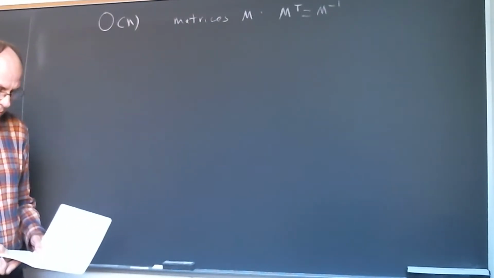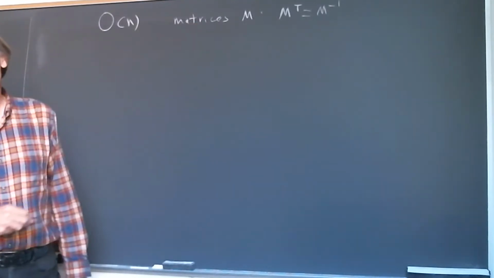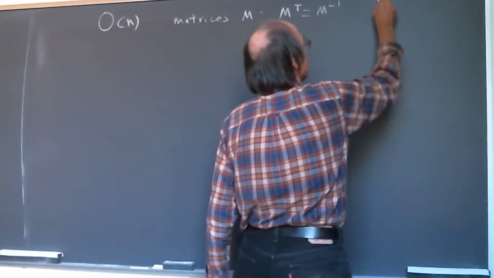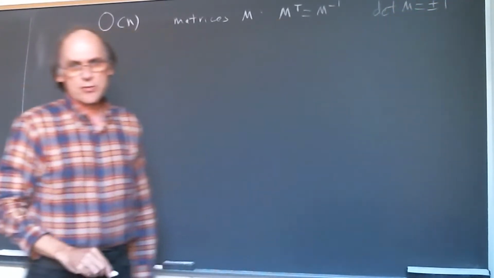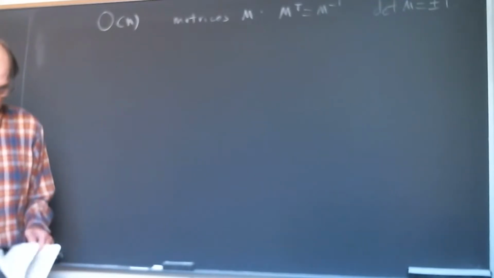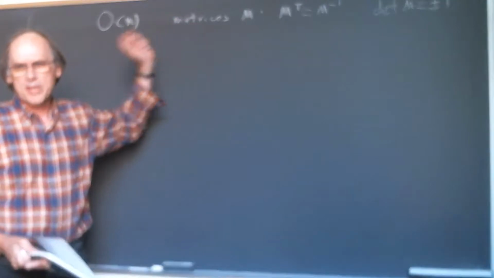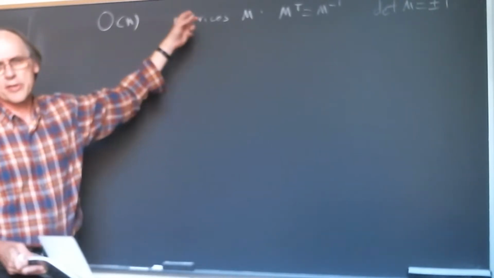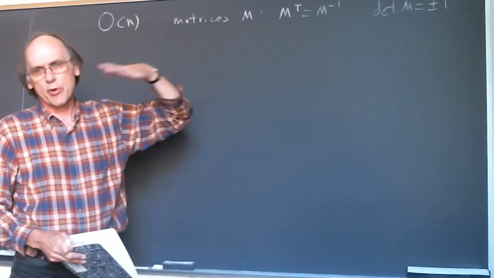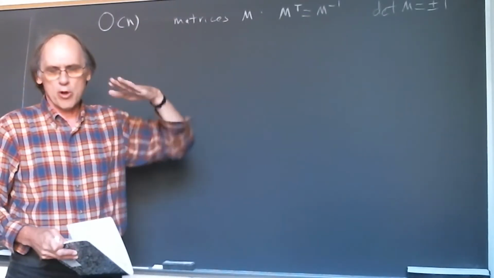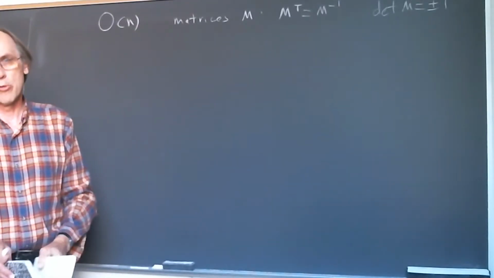And then one thing that we showed is that if you satisfy this condition, then the determinant of M is plus or minus 1. Then, in one of your problem sets, you had to show another characterization: this condition corresponds to all of the rows being orthonormal vectors in R^n, or all of the columns being orthonormal vectors.